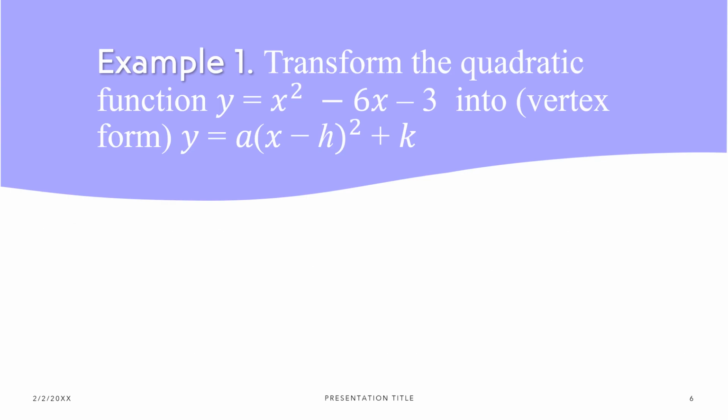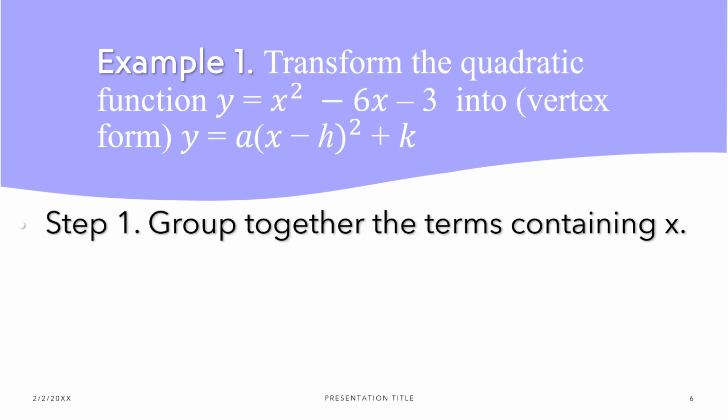Example 1. Transform the quadratic function y is equal to x squared minus 6x minus 3 into vertex form. Y is equal to a times the quantity x minus h squared plus k. Step 1. Group together the terms containing x. So pagsasamahin nyo lamang po, yun pong mayroon pong variable x.